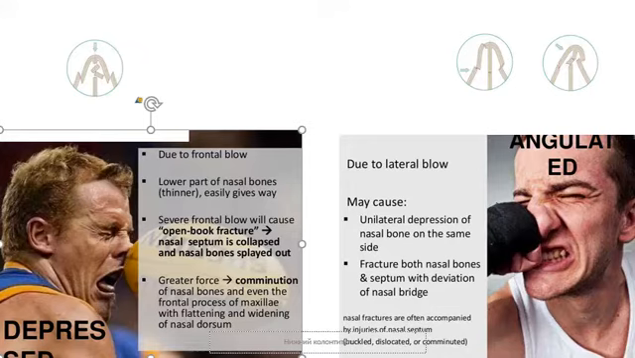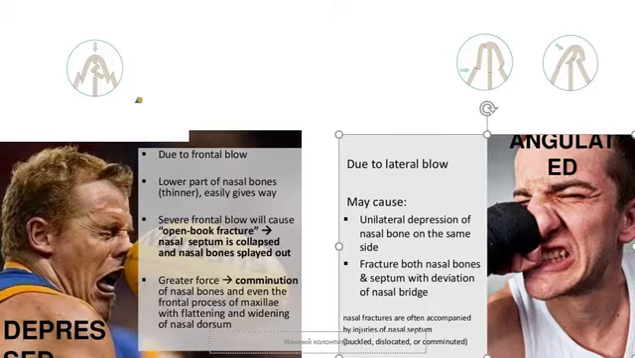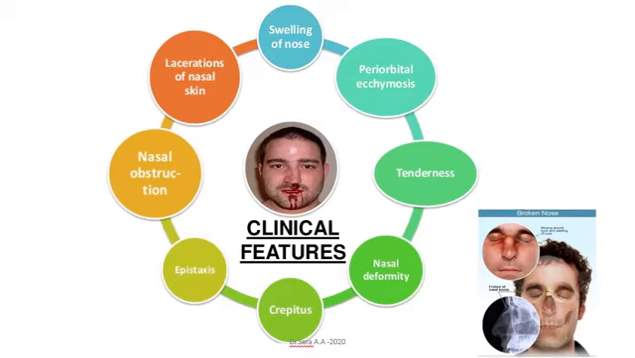Due to a lateral blow, there may be unilateral depression of the nasal bone on the same side, and fracture of both nasal bones and septum with deviation of the nasal bridge. Here we can see the schematic view of the angulated fracture. During nasal trauma and nasal fracture, which symptom is acute?